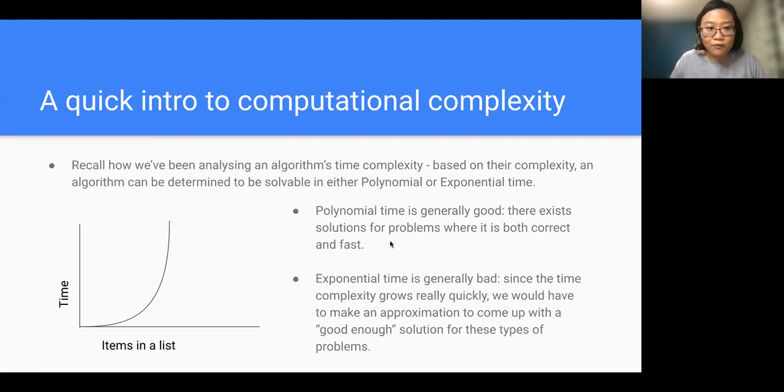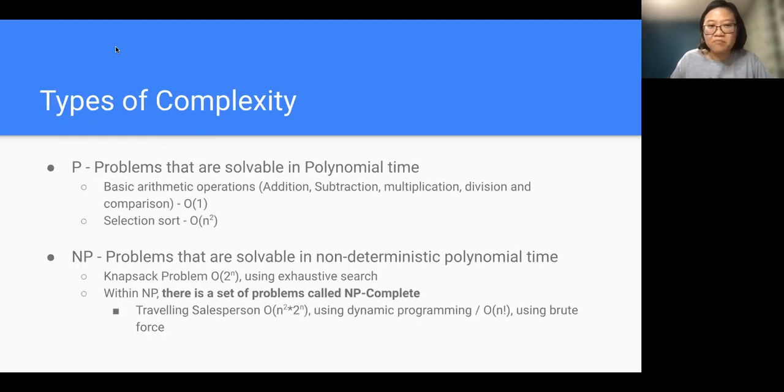So the non-fractional bags of flour is a type of problem that is not solvable in polynomial time. We have the other type of problem, which is called exponential time. This is generally bad, so time complexity grows really, really quickly. In order to solve these problems, we would have to make an approximation to come up with a good enough solution for these types of problems.